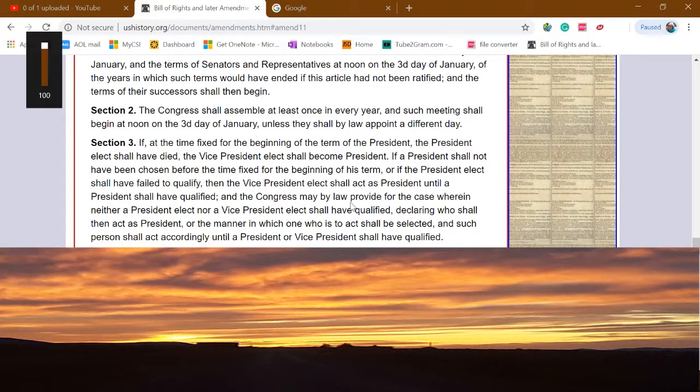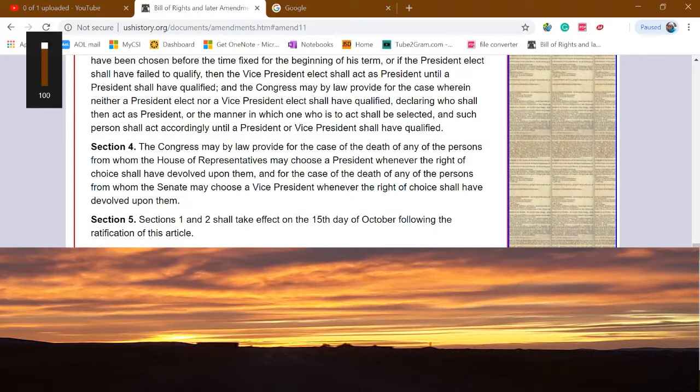Section 3. If at the time fixed for the beginning of the term of the President, the President-elect shall have died, the Vice President-elect shall become President. If a President shall not have been chosen before the time fixed for the beginning of his term, or if the President-elect shall have failed to qualify, then the Vice President-elect shall act as President until a President shall have qualified. And the Congress may by law provide for the case wherein neither a President-elect nor a Vice President-elect shall have qualified, declaring who shall then act as President, or the manner in which one who is to act shall be selected, and such person shall act accordingly until a President or Vice President shall have qualified.